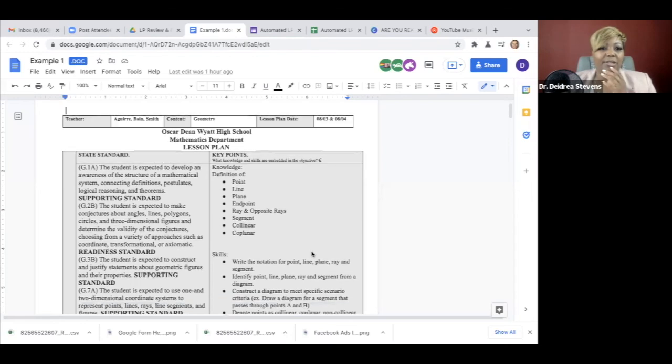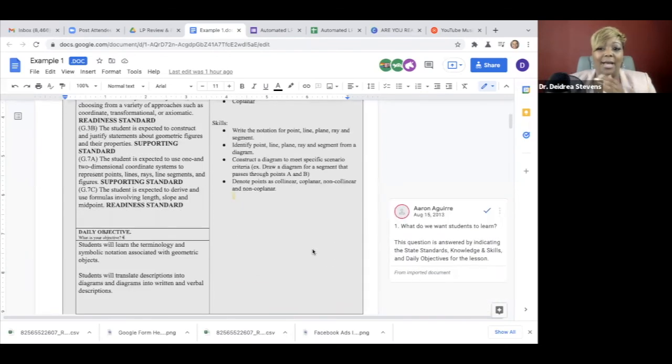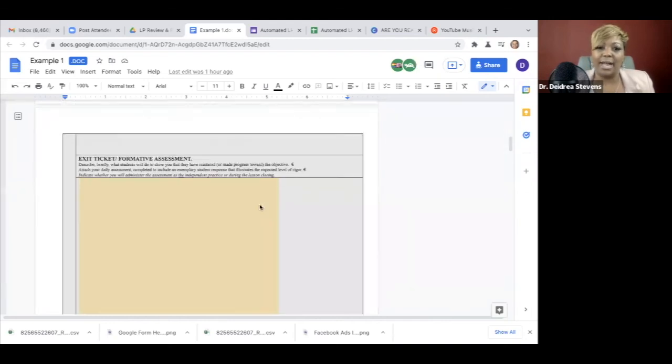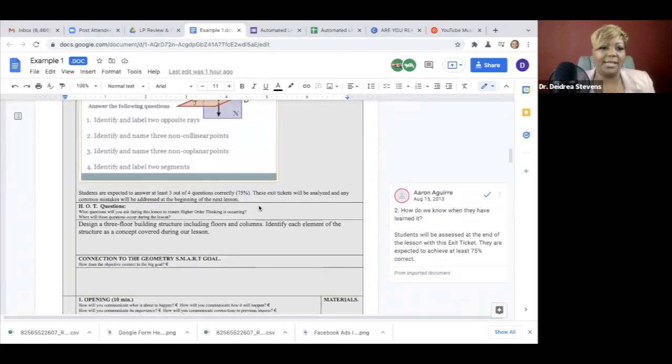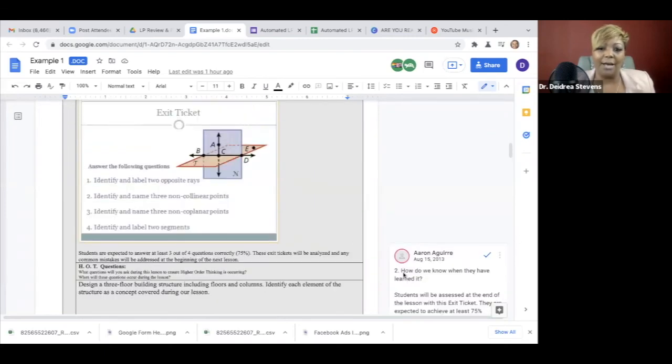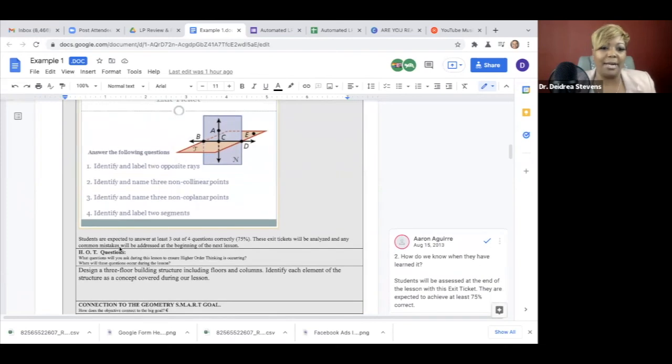So this particular teacher, he outlined it for me. He said, question 1, here it is, Dr. Stevens. Question 1, what do we want students to learn, is right here. And he showed me where it was. I scrolled down. That's good, Aguirre. Then we scrolled down. Does he have question 2? How do we know they have learned it? Boom, right here. He put it in here.